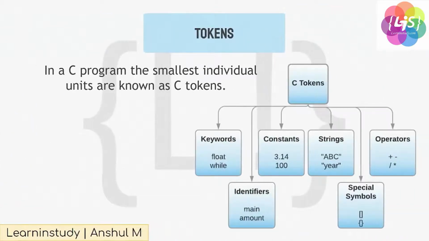Let us learn about tokens. In a C program, the smallest individual units are known as C tokens. Please note that when I say smallest individual units, I don't mean a single character, I mean a whole word. C tokens can be classified into six types, which are keywords, identifiers, constants, strings, special symbols, and operators. We will be discussing each of these tokens in detail.